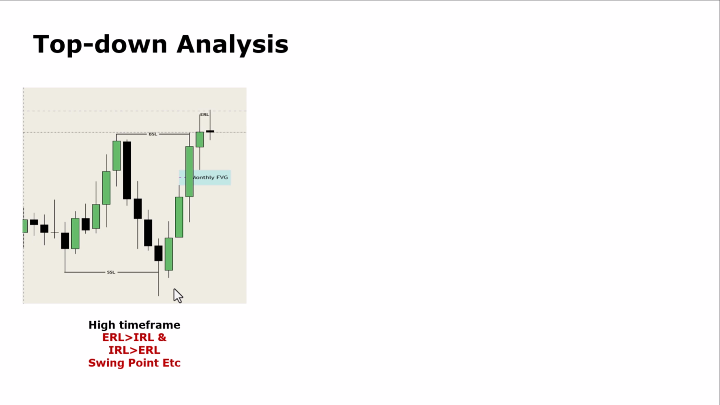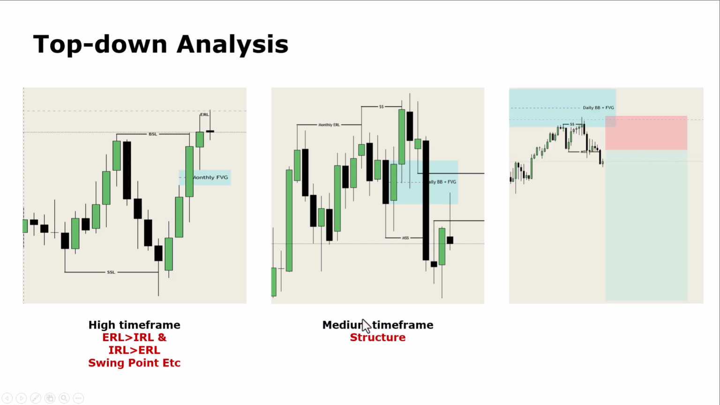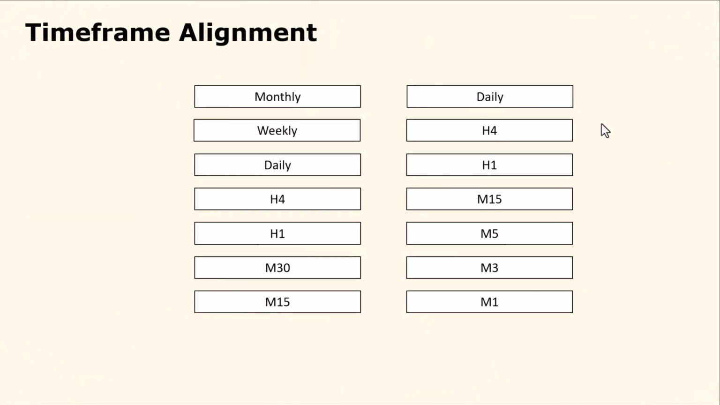So if you follow me gradually, you will know the time frame to follow to come about the top-down analysis. The next one is the medium time frame, and what we do on the medium time frame is structure. We look out for structure at the medium time frame. The next one is the lower time frame, which we use to enter our trade. So here is the time frame alignment chart.